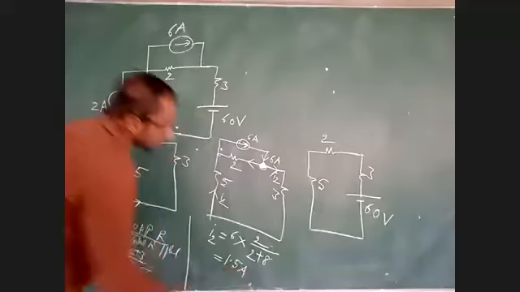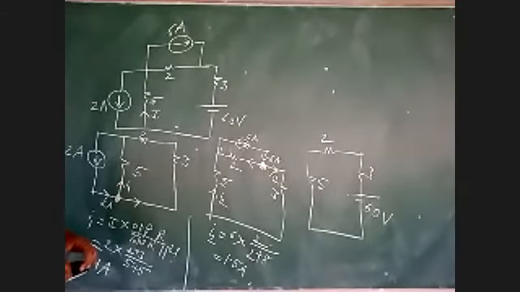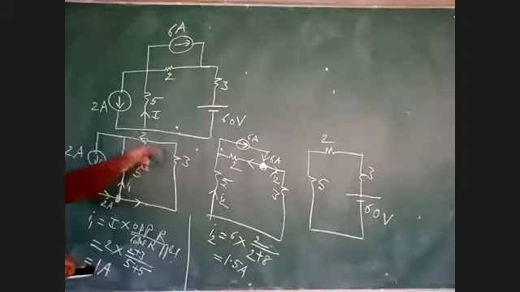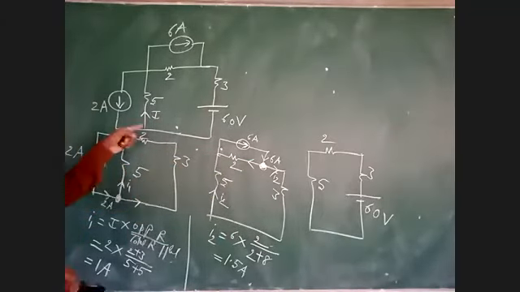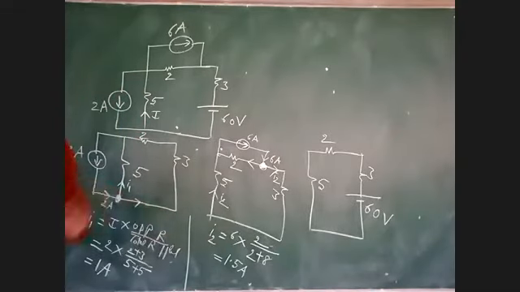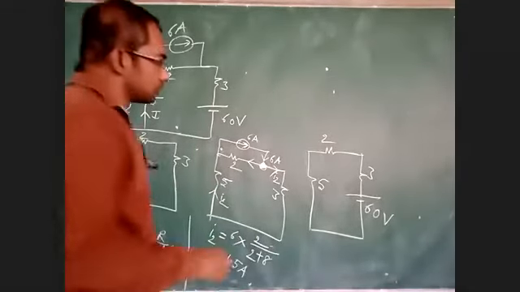Plus or minus? Plus. Yes, see, I and I2 are both in the same direction. This I2 is flowing in the upward direction, and here in 5 ohms also in the upward direction. Plus. Now come to the third circuit.